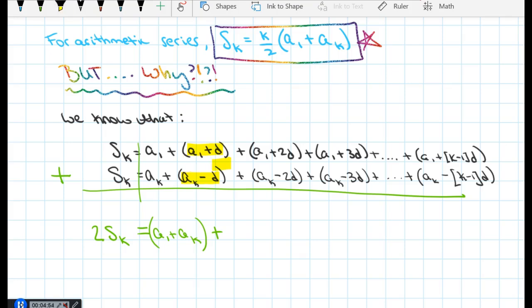There we go. Okay, what is a sub 1 plus d plus a sub k minus d? So you see how the plus and minus d's cancel out? Yes, you do. I know you do. So when you add these two, we also get a sub 1 plus a sub k. Plus, all right, let's add now these two, right? Let's add these two.